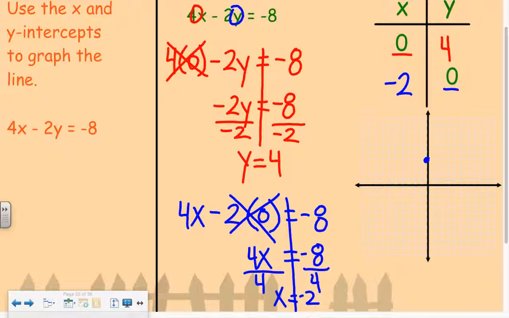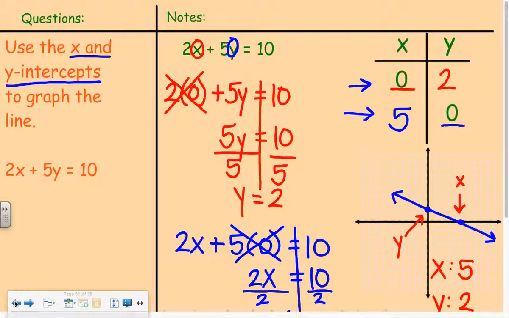0, 4 would be right here, negative 2, 0 would be right here. Now if we identify our x and y intercepts, my x-intercept is right here, so negative 2. My y-intercept is right here. Which makes me think, did I flip these ones around? Nope, I was right on that one. Okay.